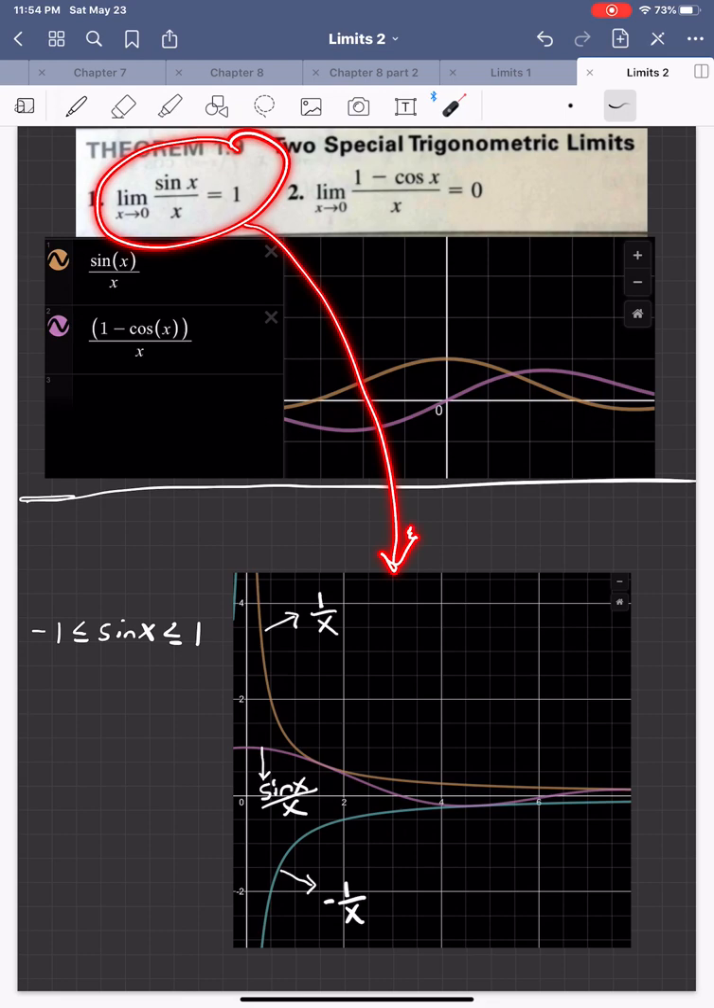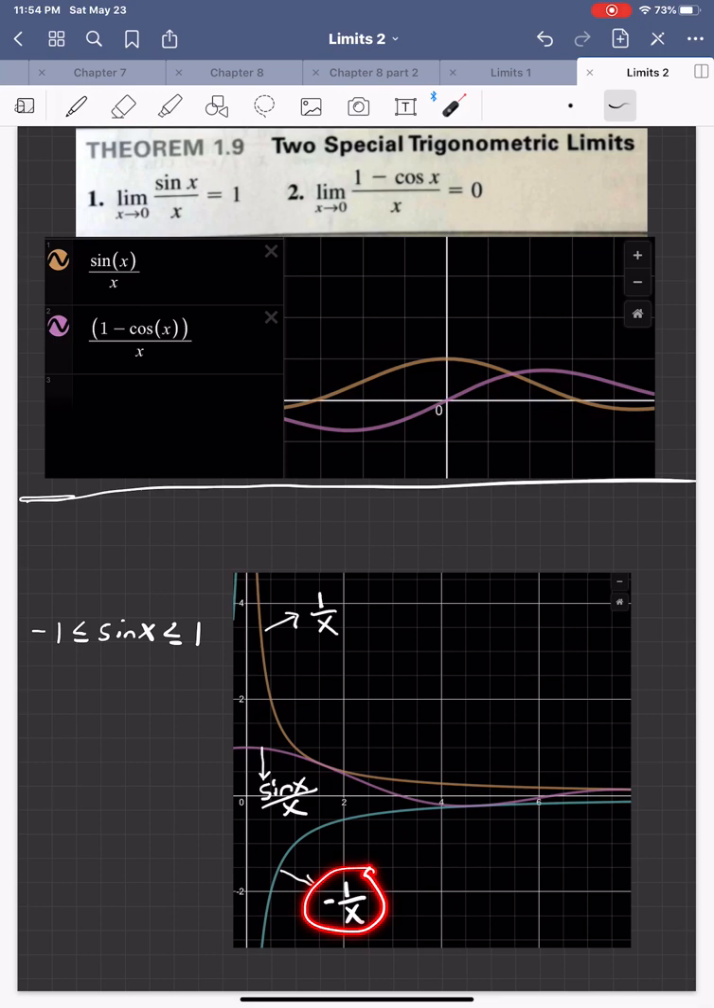So take notice of what I have going on here. This orange curve is the graph of 1 over x. This, I would call a blue curve, is the graph of negative 1 over x. And this purple or pink curve is the graph of sine of x over x. And notice how your sine of x over x has been perfectly sandwiched in between these other two graphs. Okay, so that'll mean something in just a little bit.